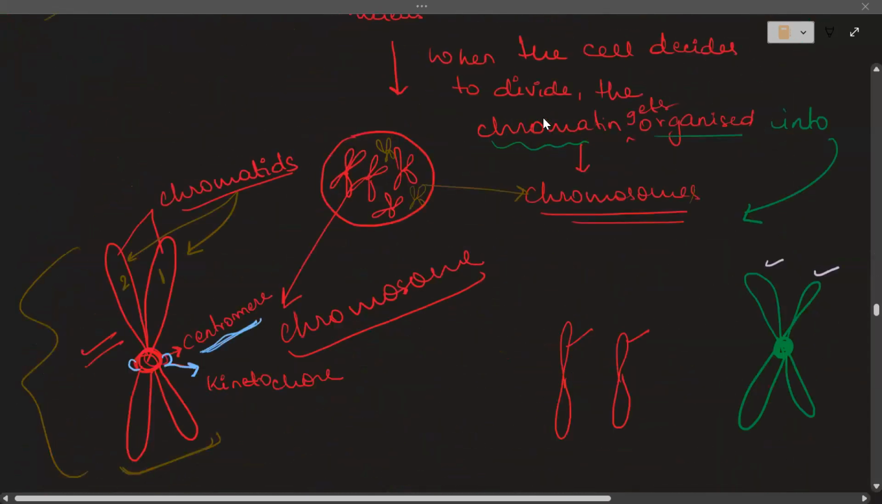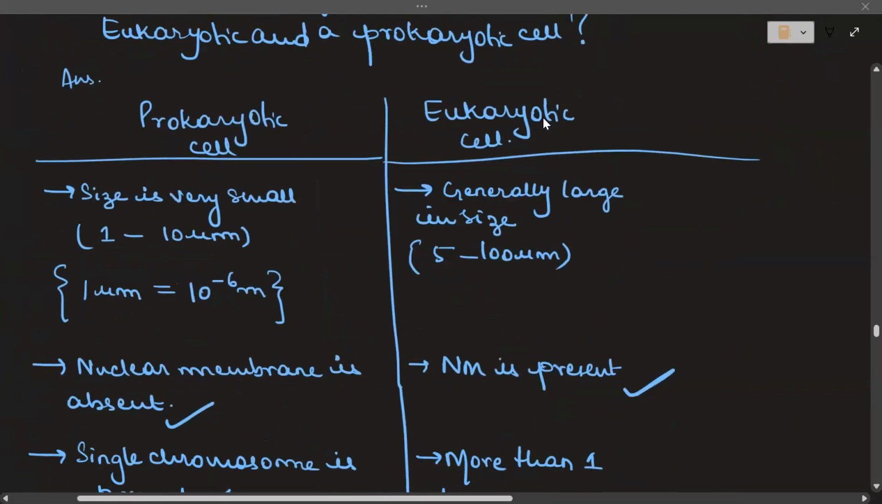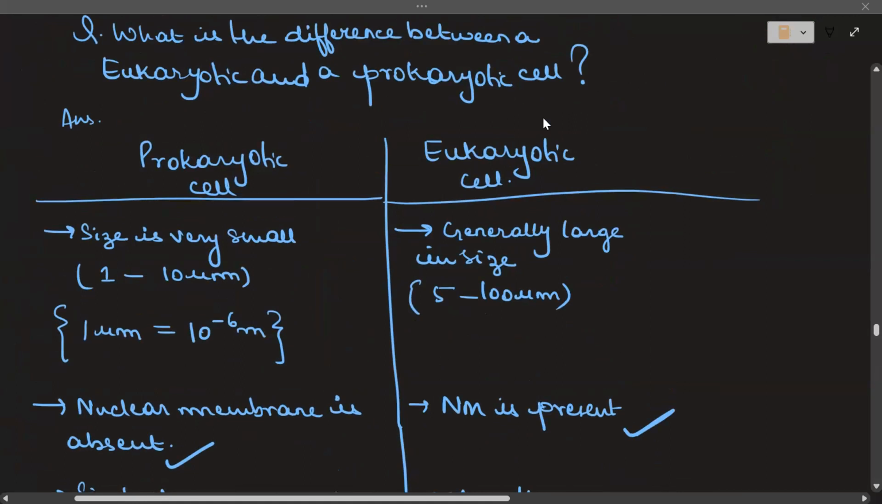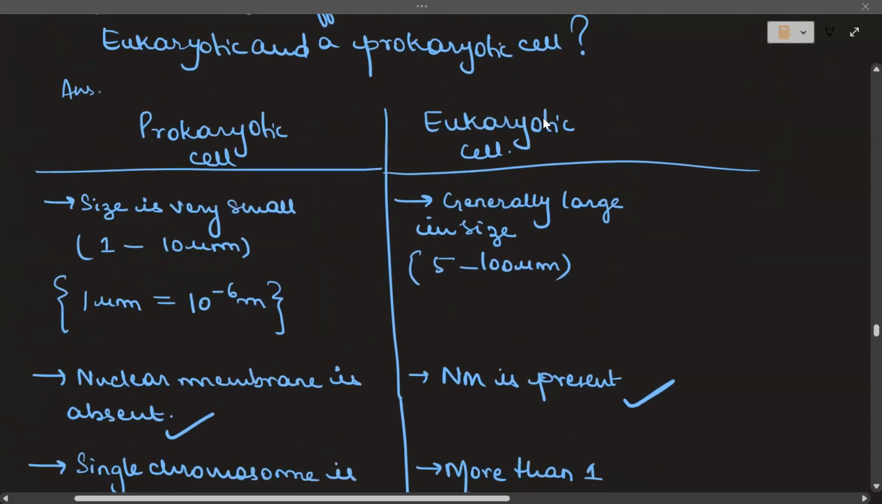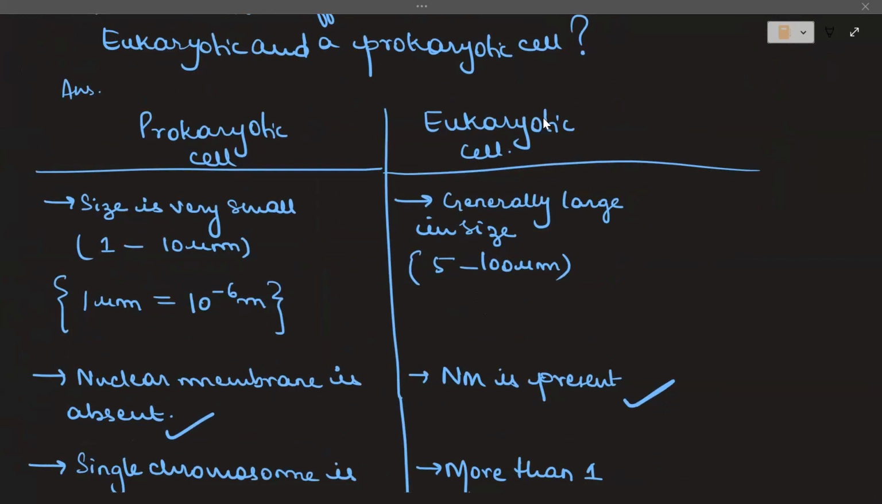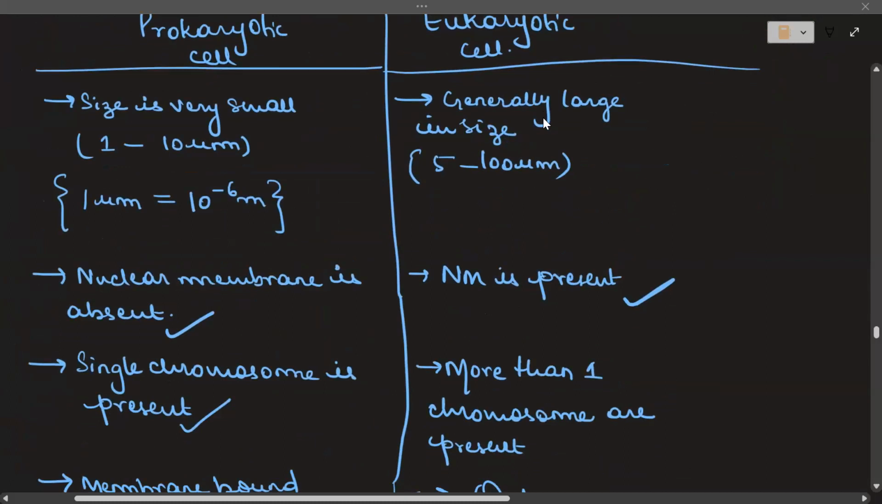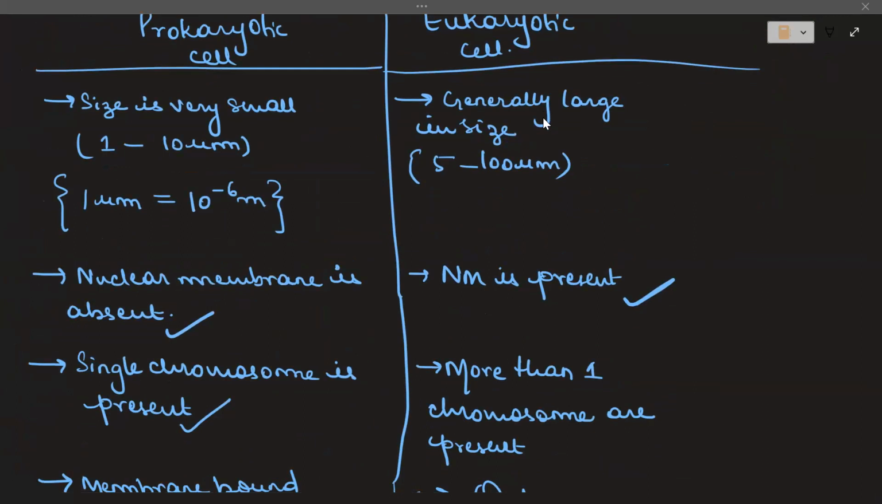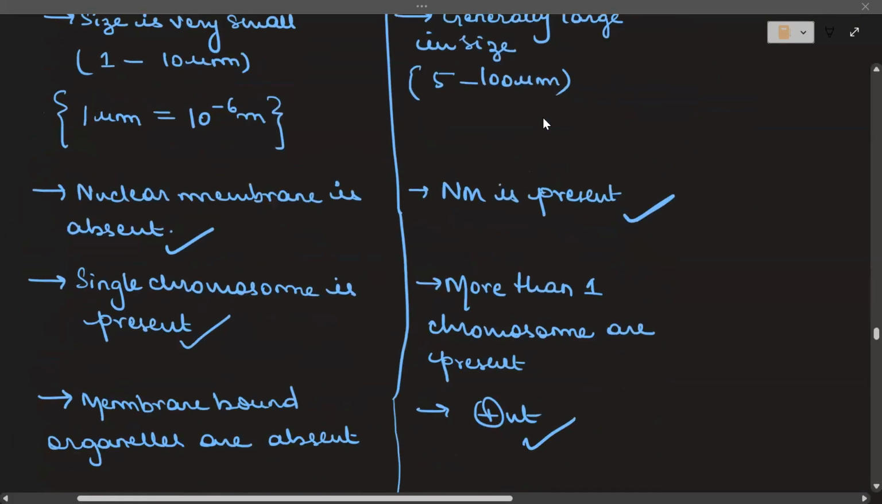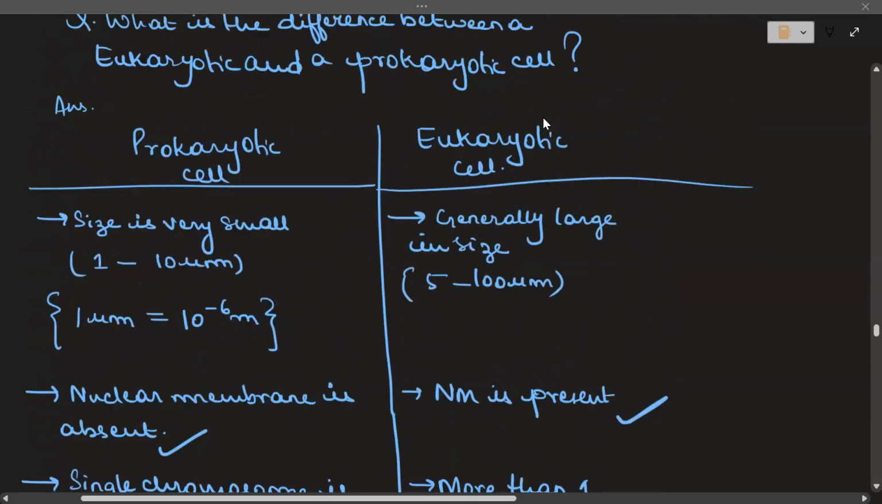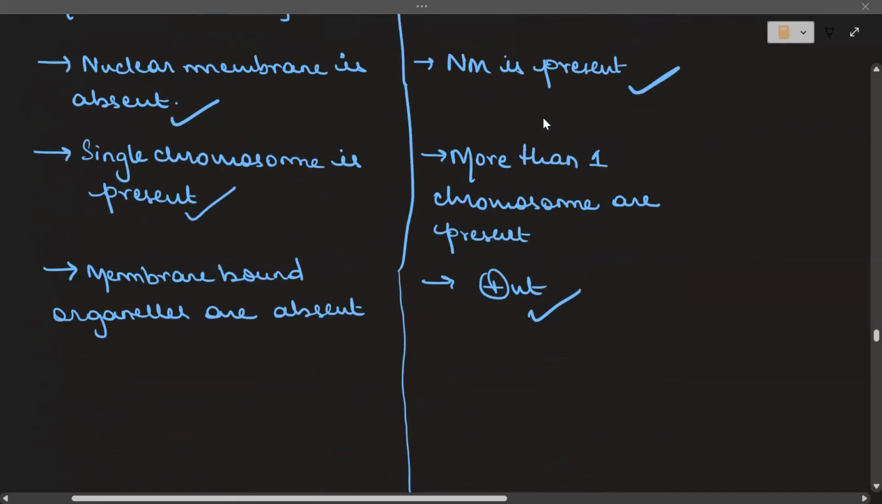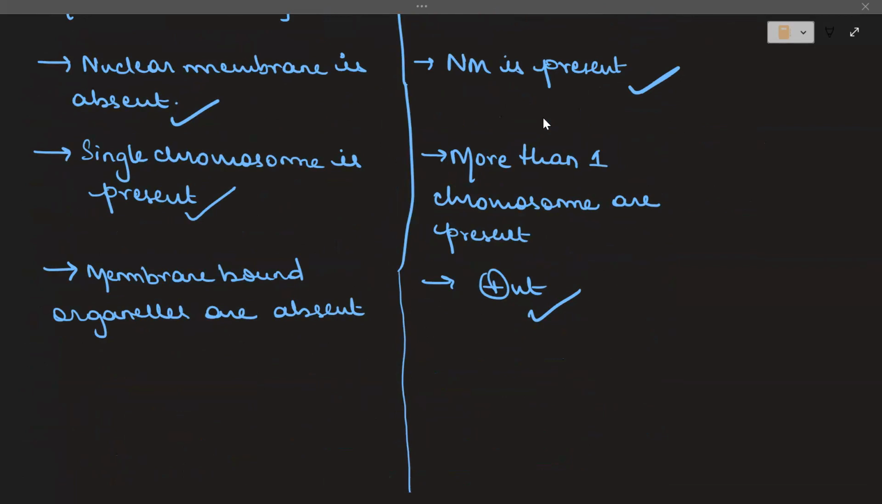Now, after that, we are going to see what are the differences between eukaryotic cells and prokaryotic cells. The prokaryotic cell is very small in size, 1 to 10 micrometers. The eukaryotic cells are generally larger, 5 to 100 microns. In prokaryotes, the nuclear membrane is absent, whereas it is present in eukaryotes. A single chromosome is present in the prokaryotic cell, whereas more than one chromosome is present in the eukaryotic cell. And the last point is that all sorts of membrane-bound organelles are absent in prokaryotes, but they are present in eukaryotes.